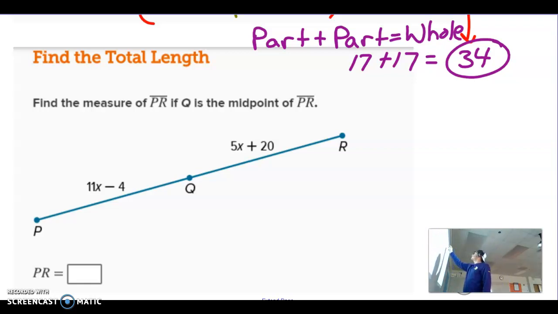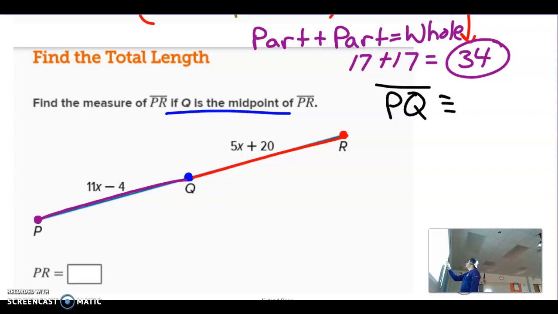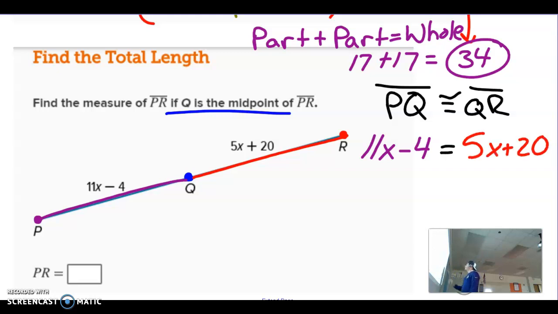So how we should set this up. Since Q is a midpoint, then I know PQ and QR are going to be congruent. That means these two pieces are the same. Okay, so since PQ is congruent to QR, then I know that 11x minus 4 has to be equal to 5x plus 20. Okay, so you can pause the video quick. I'll be back in a second with an answer for you, and we'll see how this went.